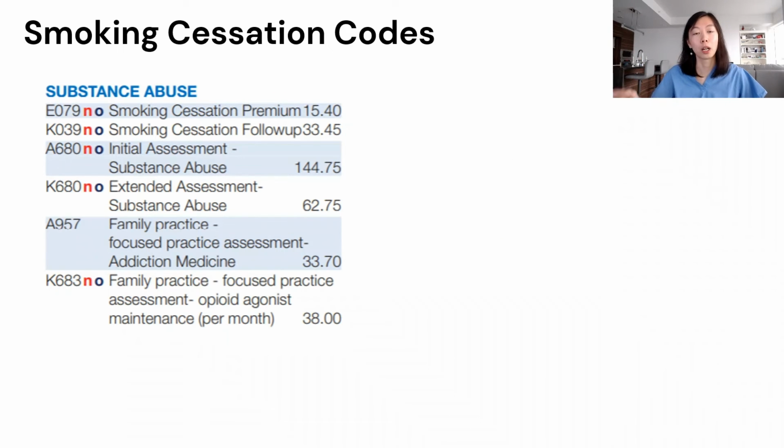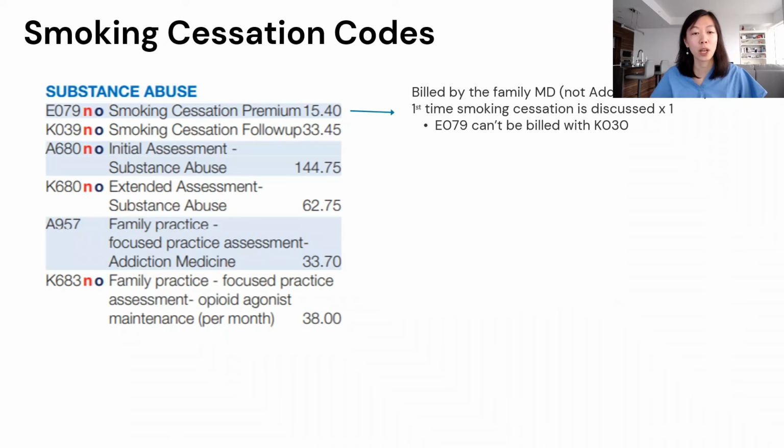On the other part of the first page are the smoking cessation codes. And so this is a code that you should know about, especially if you are seeing a patient for the first time for the meet and greet and you ask them about smoking cessation. So you can bill a E079. I don't know why, but for some reason this code can't be combined with the diabetes visit.